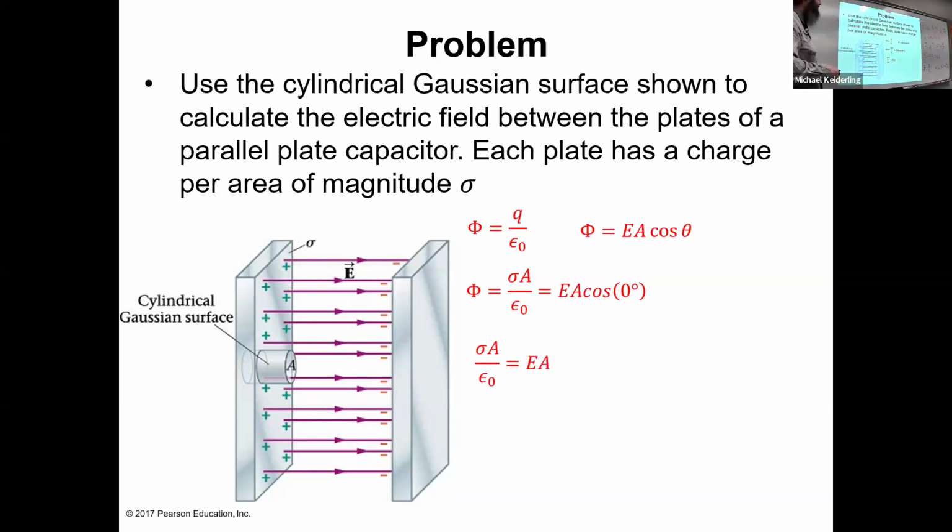So the total flux is electric field times A times the cosine of 0 degrees. So sigma times area over epsilon naught, because cosine of 0 is 1, equals electric field times area. Area cancels. Electric field is sigma over epsilon naught. Because for this cylinder, at the ends, we're perpendicular, but along the sides, we're parallel, so there's no flux. And inside the plate, there's no electric field. The electric field only exists outside.